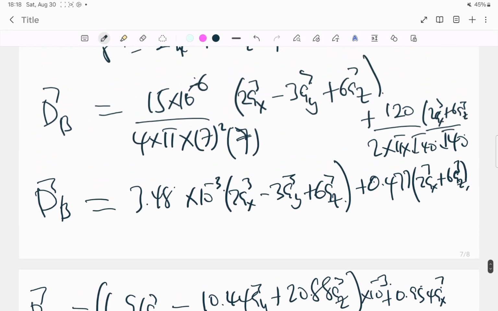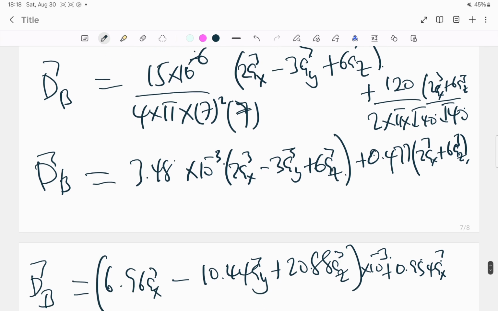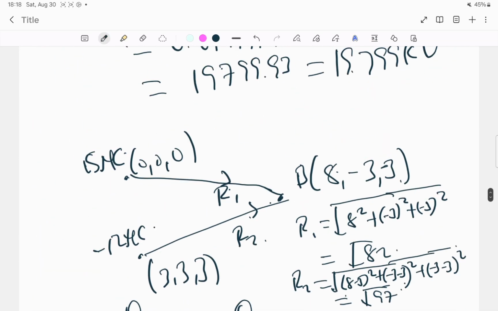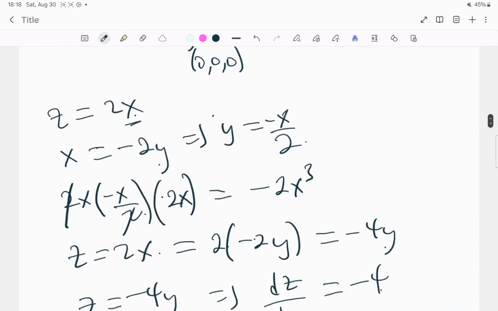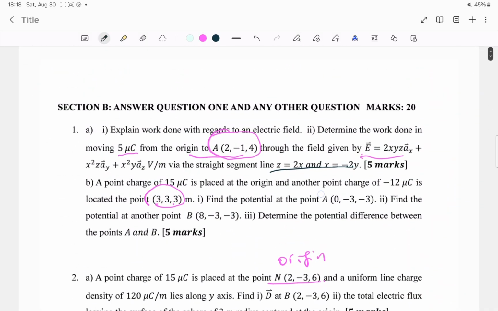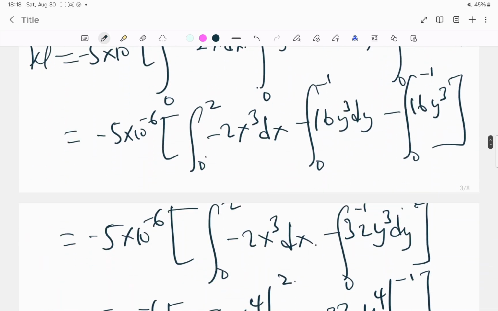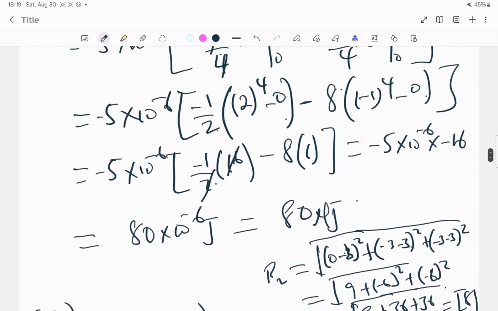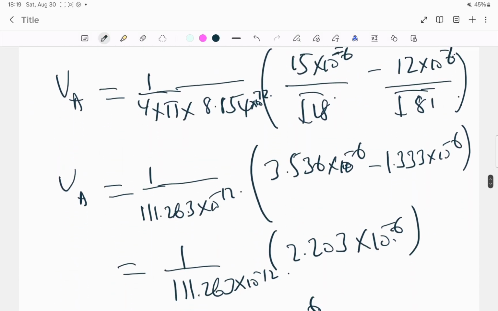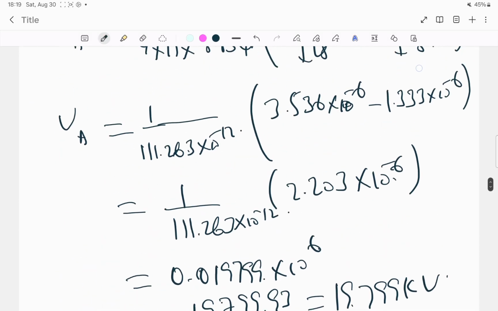Okay, 120 here. Oh, okay. I've forgotten the 10 raised to the power 6. And then even with the 120, here we have 15 micro and 120 micro. I didn't take those into consideration. So here we want here.